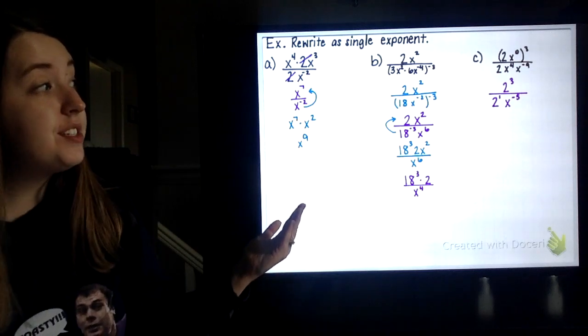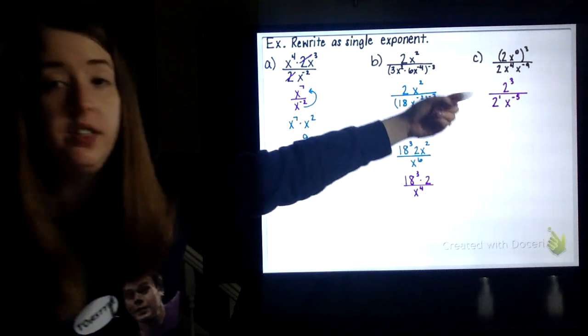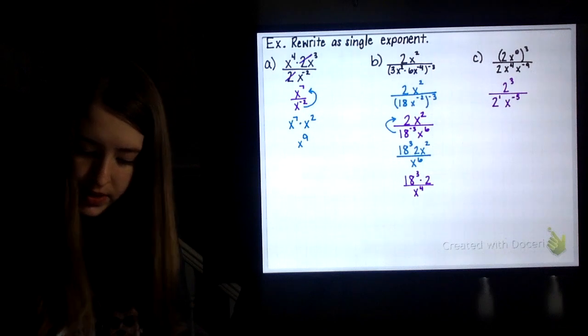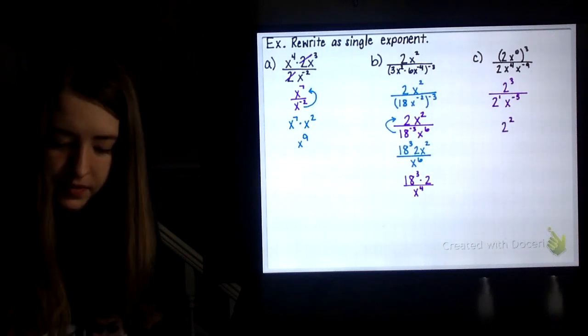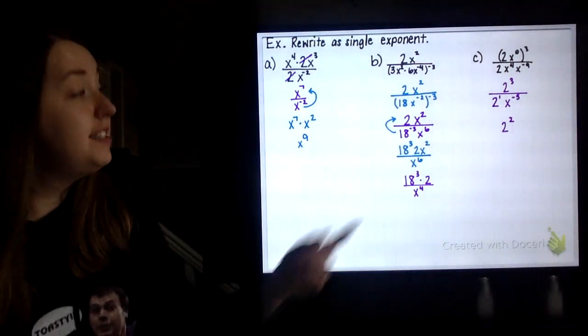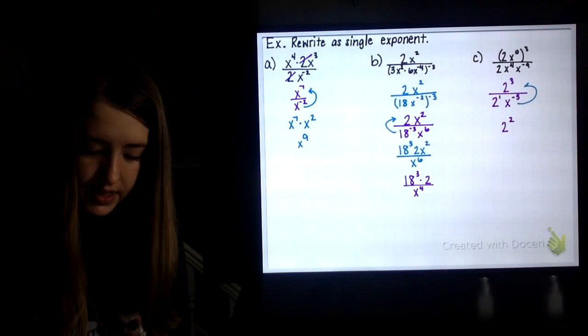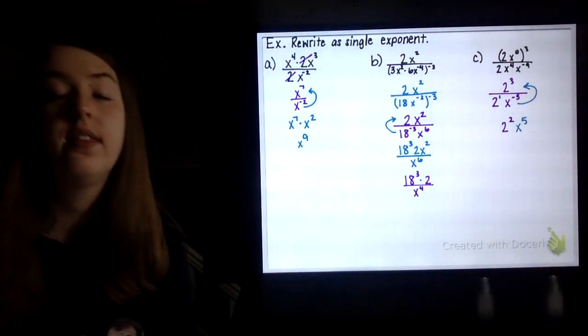So I can cancel some things out. I have 3 2's on top and only 1 2 on the bottom. So one of those 2's will cancel away, and we're just left with 2 to the second power. And then x is to the negative fifth down there. So to make him positive, we have to bring him up to the top. And then I'll have a positive x to the fifth.